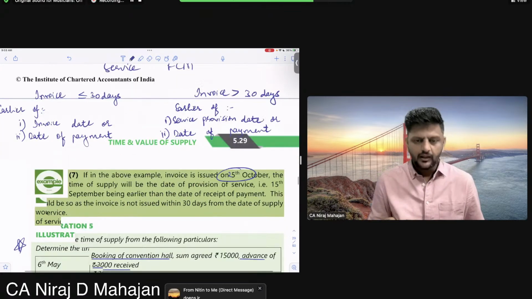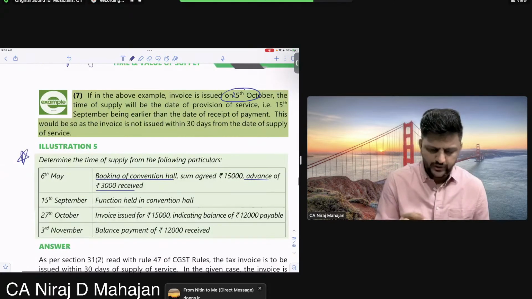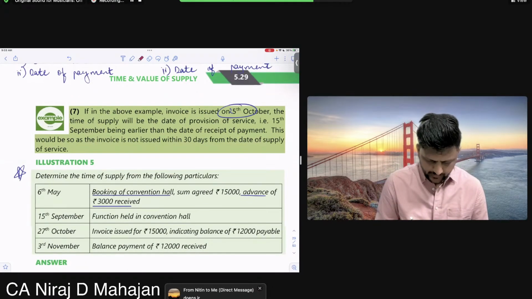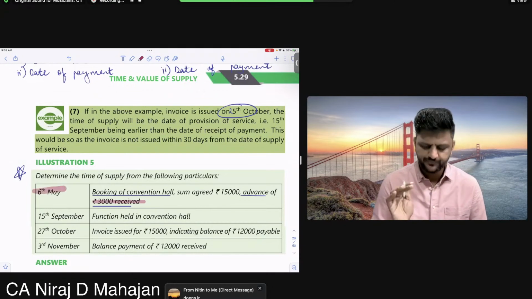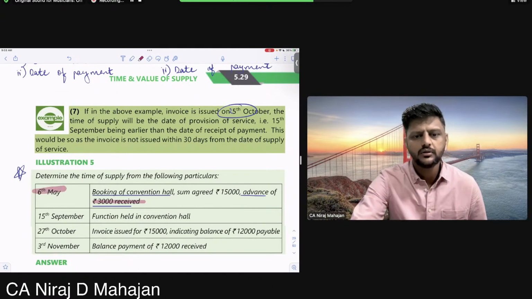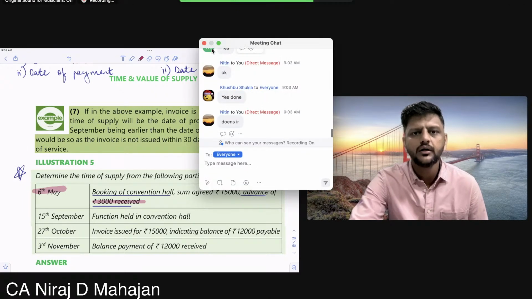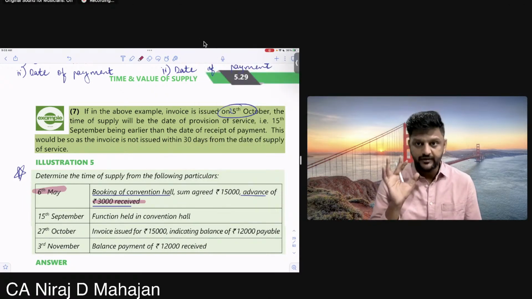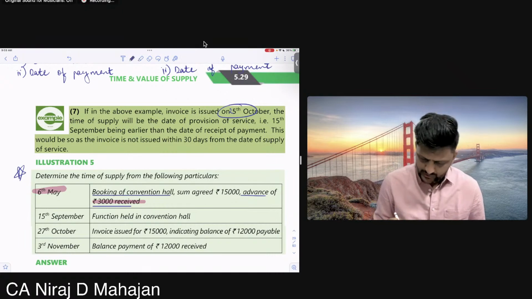Now understand. This 3,000 will be taxable immediately on 6th May. Is it okay? My entire amount was 15,000. So now the question remains of the 12,000. Is it okay or no?